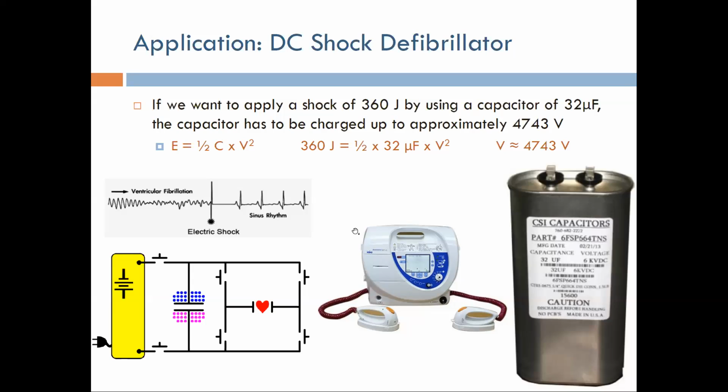So basically, you have these paddles, and you charge or operate this device, and discharge them on the patient. If you have some abnormal heartbeats like this, you can put an electric shock and return back to the regular ECG or the regular cardiac rhythm.